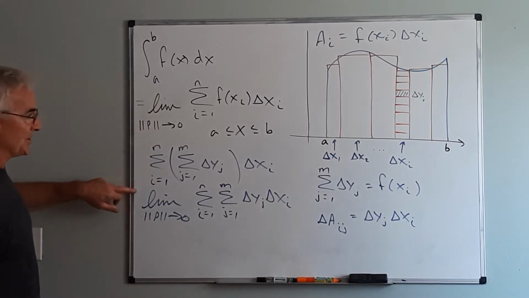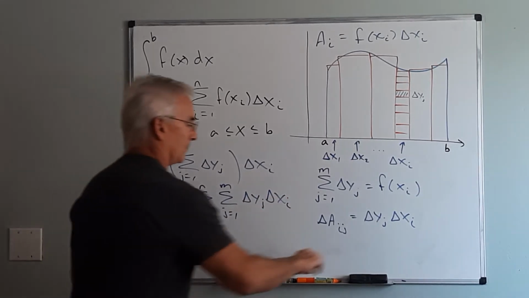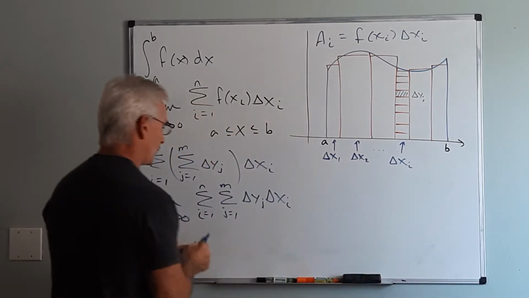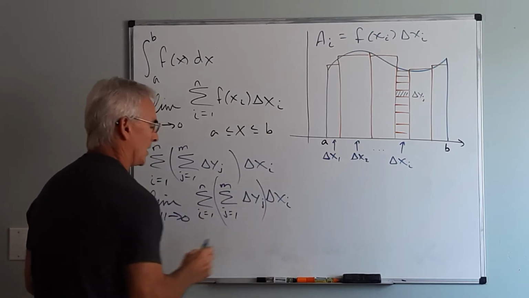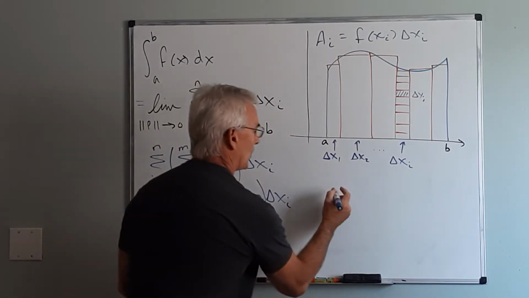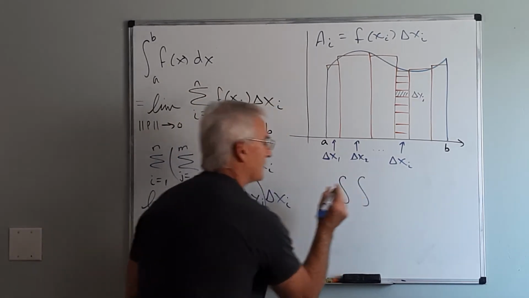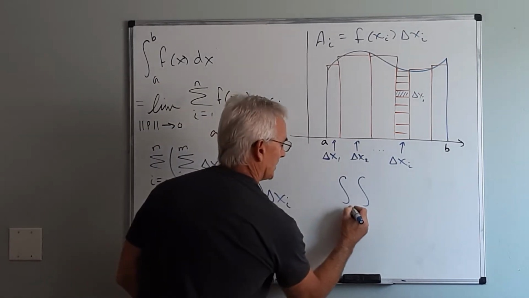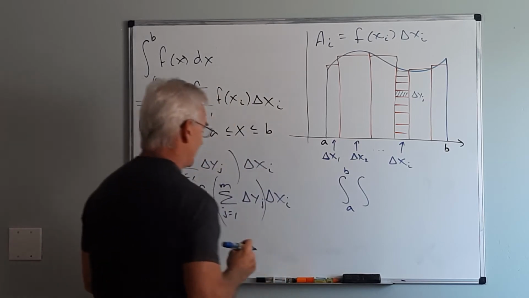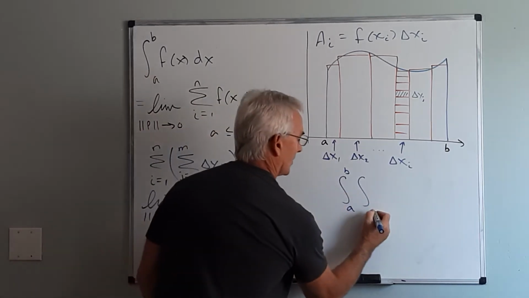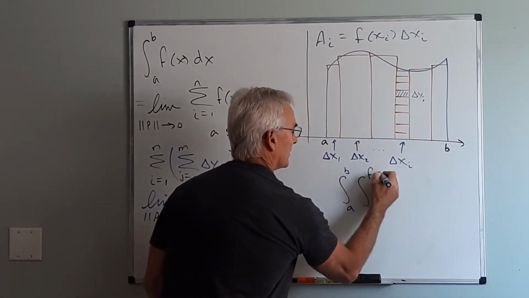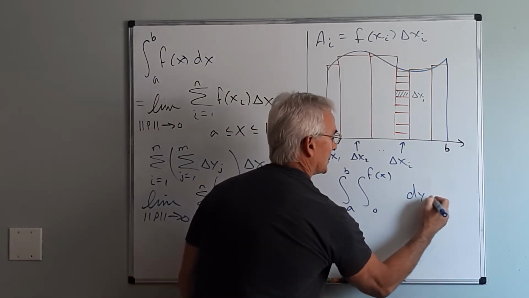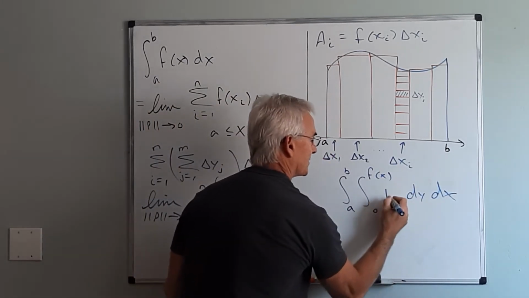Now, this would represent the same area, but in this case it would be the sum of the sum, which would mean I want the integral of the integral. So the outer integral is still going to be a to b, but the inner integral will now go from 0 to f of x, dy dx with an integrand of 1.